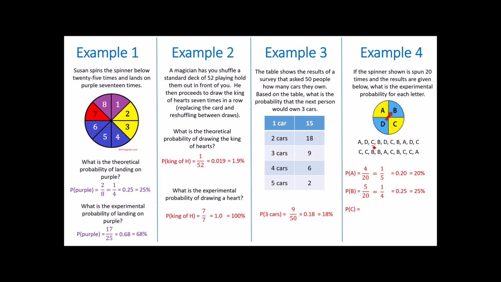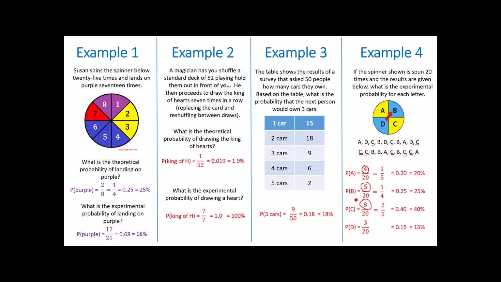Probability of a C is 1, 2, 3, 4, 5, 6, 7, 8 out of 20, which is 40%. And then if that's 4, 5, that's 9 plus 8, that's 17. That means the rest of them are going to be D's, which is 15%.